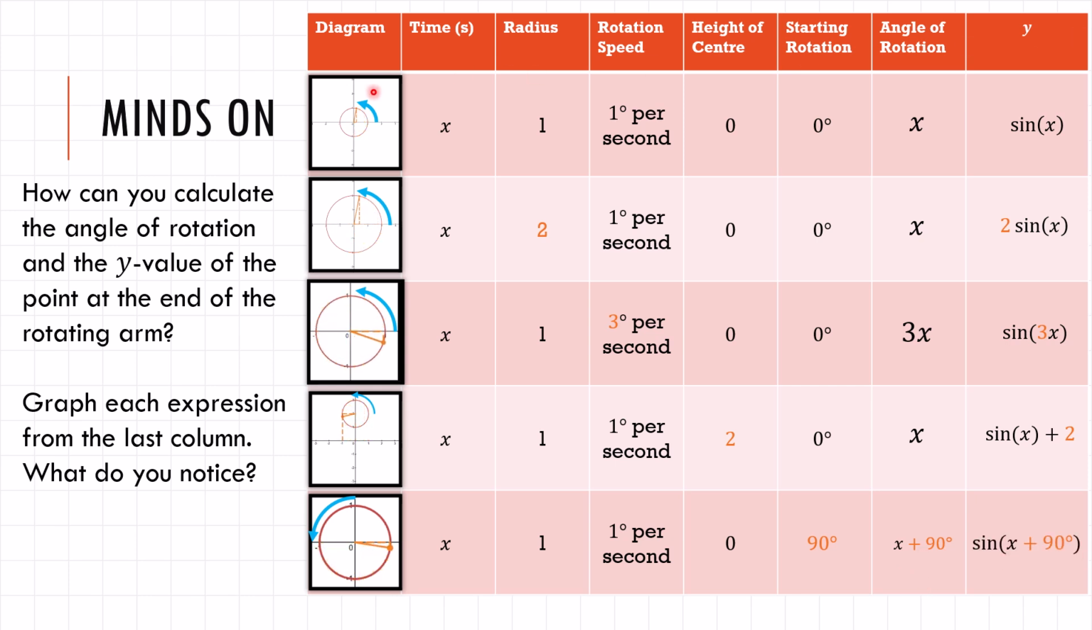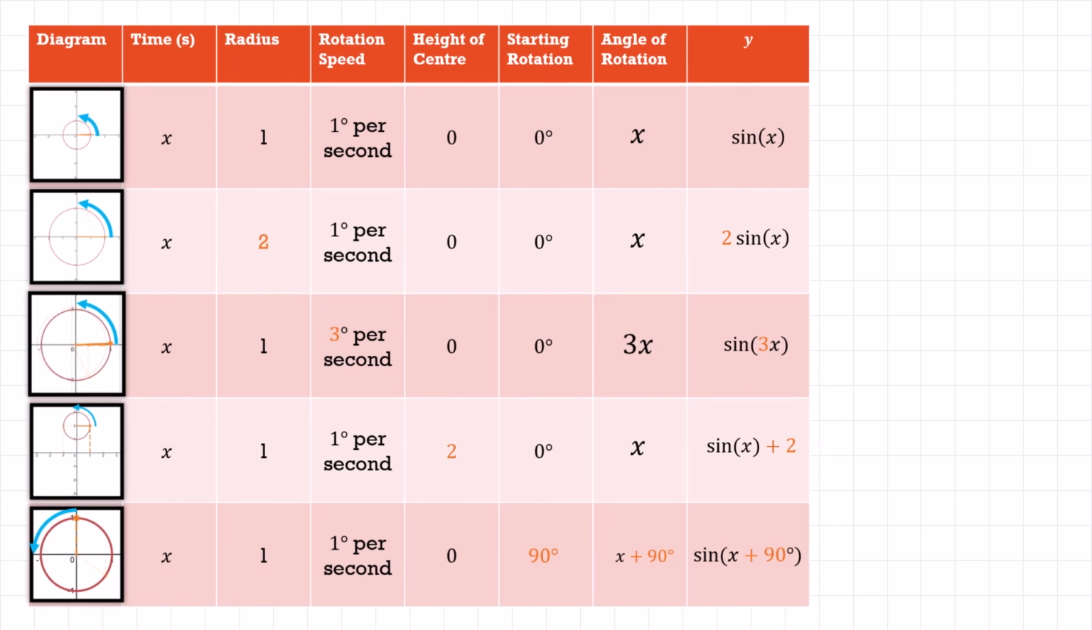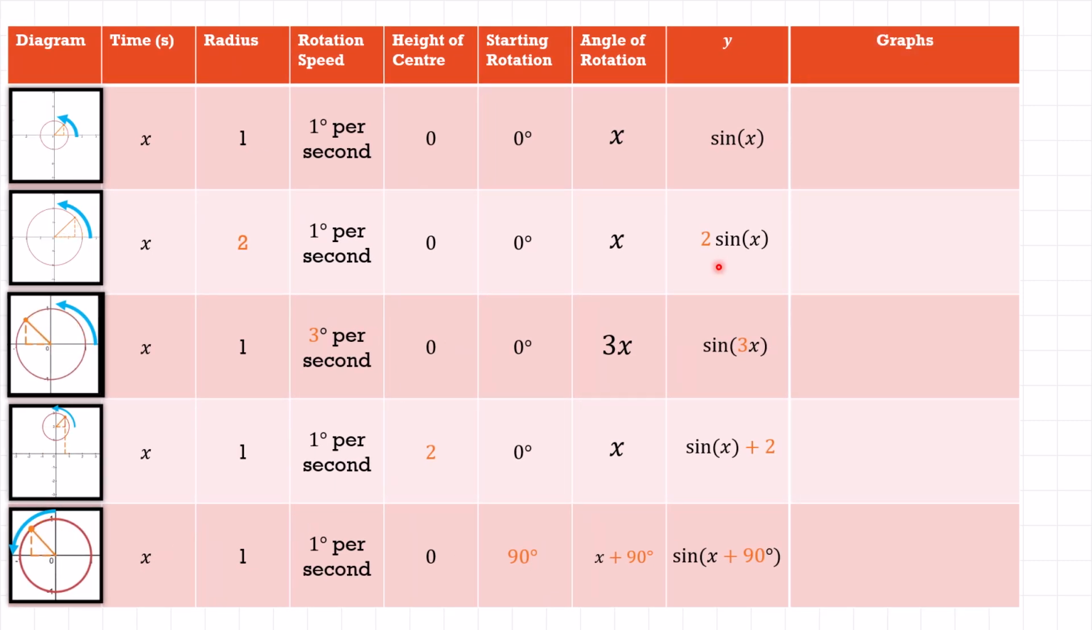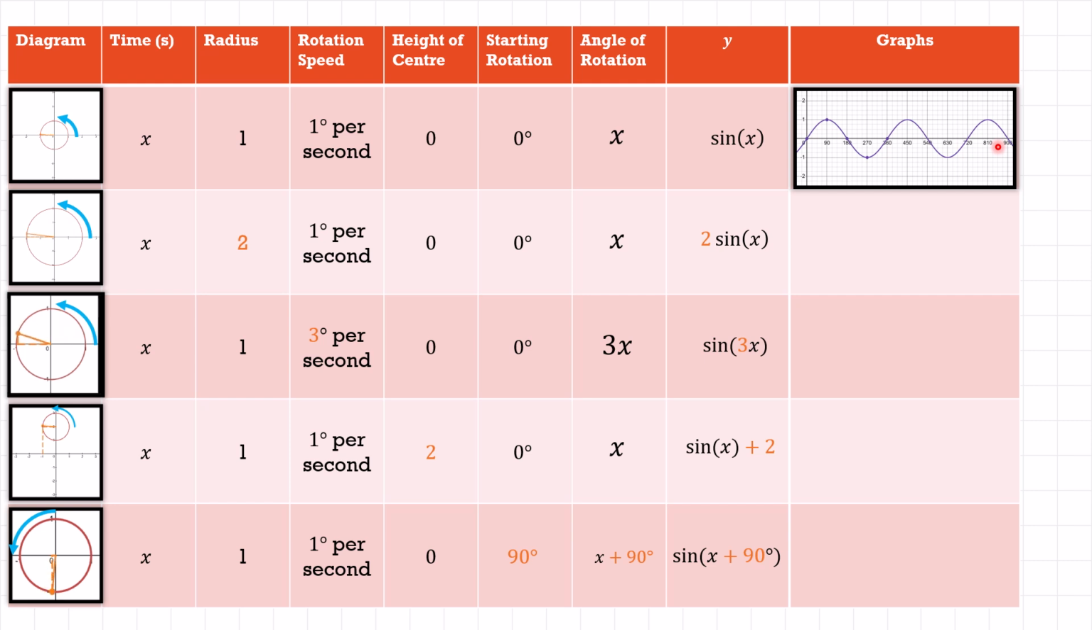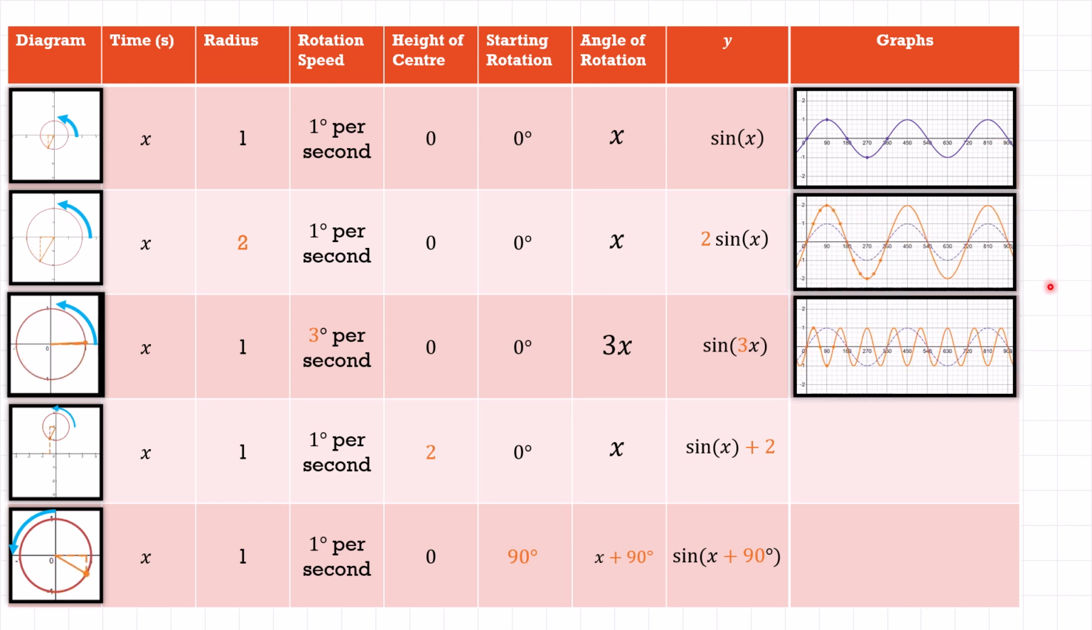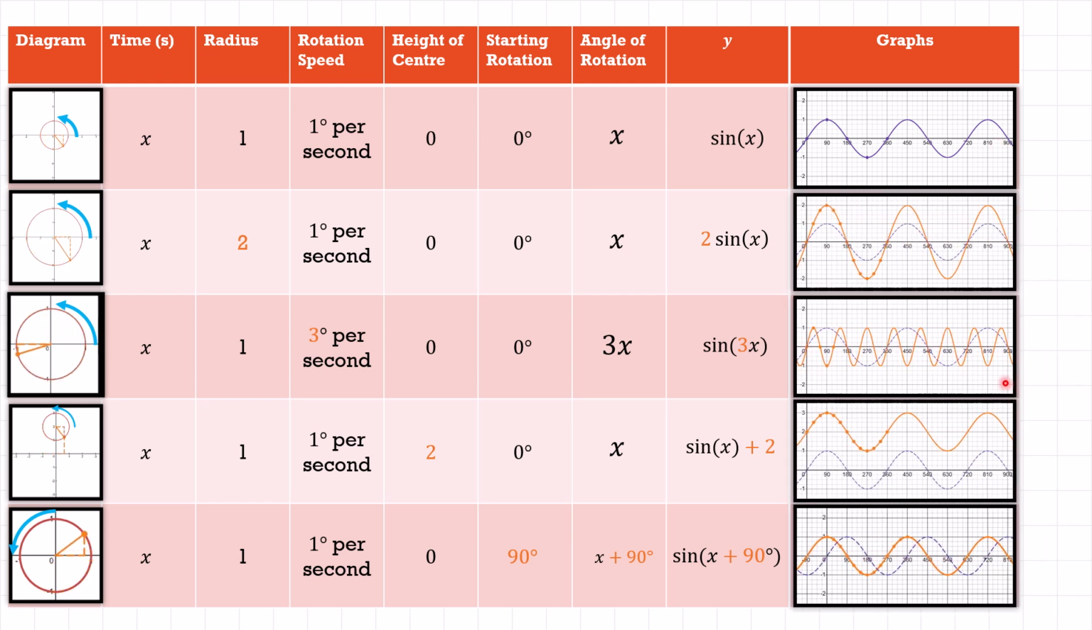Now, taking a look at all of these, what I want you to try to do is graph each of these expressions one at a time and see, what do you notice? Well, once you graph them, you should see some graphs that look sort of like this, and this, and this, and this, and this. What do you notice about each of these graphs? Let's go through them one by one.